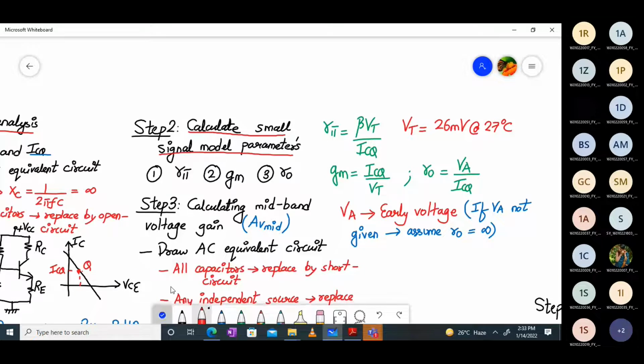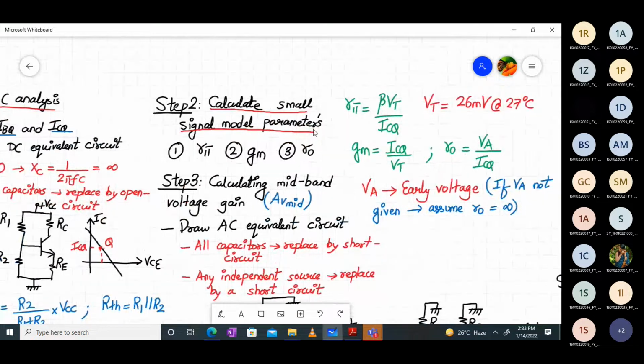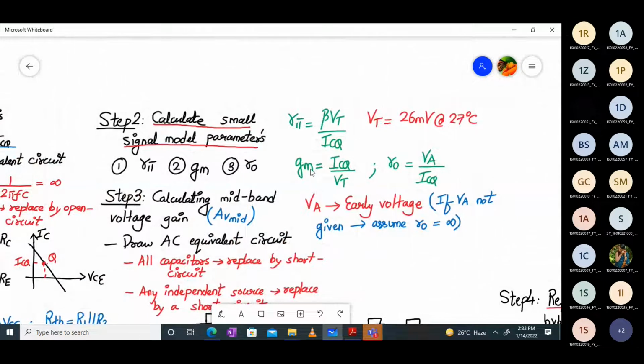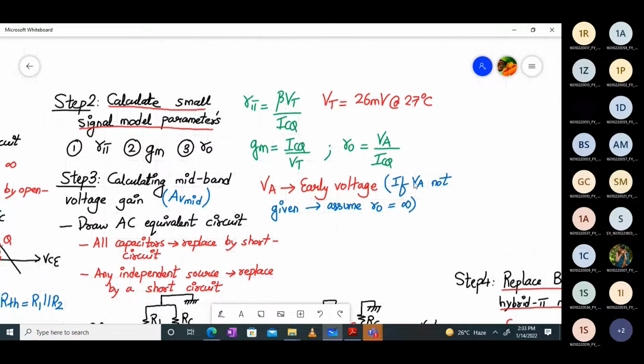First, we calculate the DC analysis, even in a MOSFET amplifier. Then we calculate the small signal model parameters, in the form of RPi. GM is the transconductance. Its formula is ICQ upon VT. These formulas you have to remember. And RO is the output resistance of the BJT, which is VA upon ICQ. VA is the early voltage. I told you BJT concepts you should know. If VA is not given in the numerical, we have to assume that RO will be infinite. Infinite means it will not be present in the hybrid pi model.